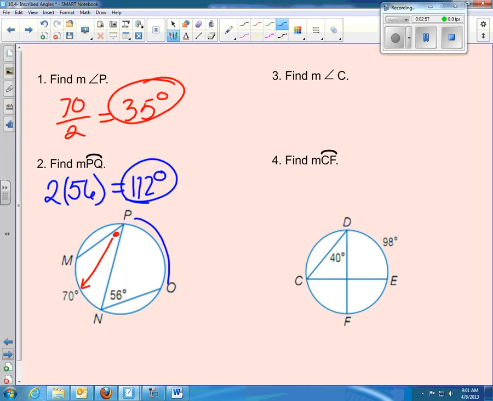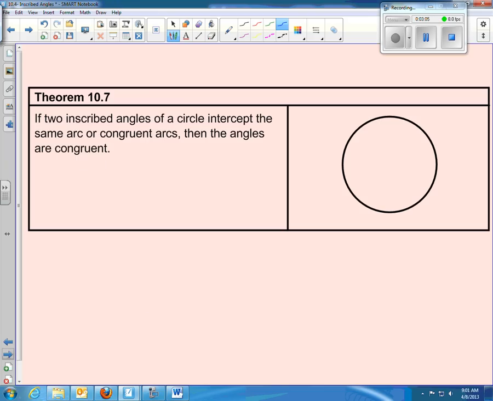Try 3 and 4 on your own. Find angle C and the measure of arc CF. Very similar to what we just did.